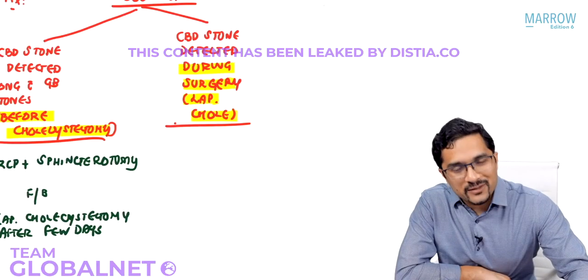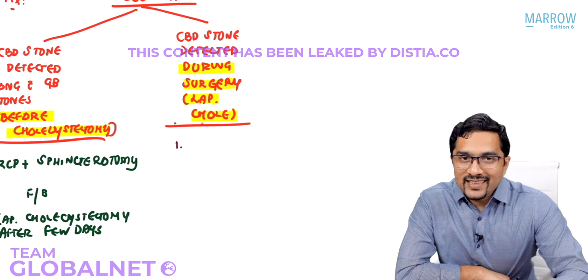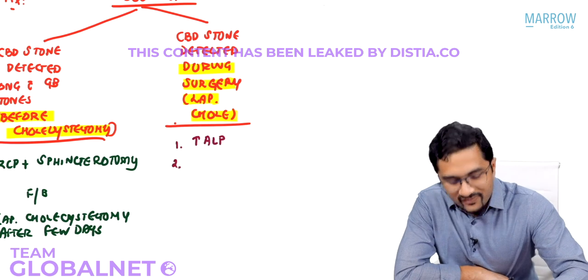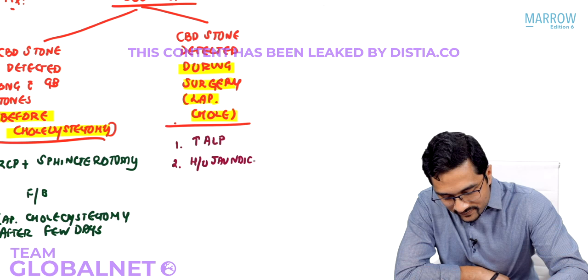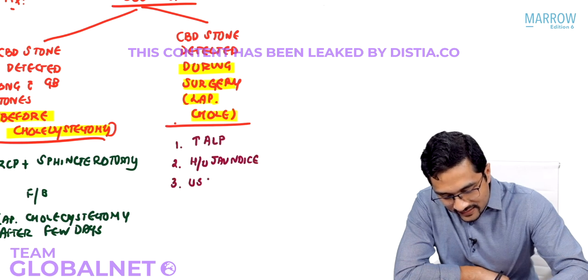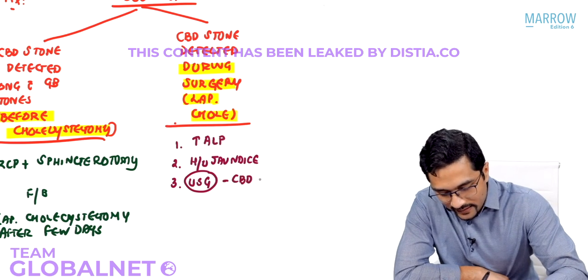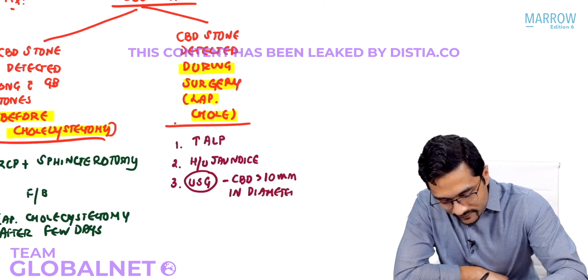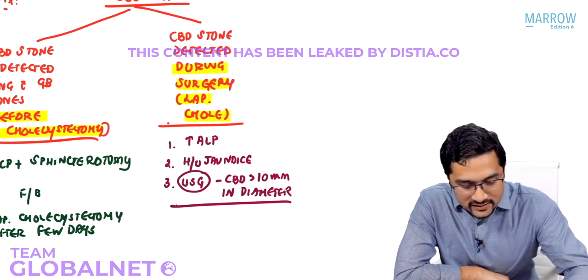And what were the small things which the first year postgraduate missed out on? He forgot to see the liver function tests. So there was raised ALP. He forgot to take a history. History of jaundice was not taken. And the ultrasound showed that the CBD was more than 10 millimeters in diameter. So the CBD was dilated. These are the three things which point towards a CBD stone.